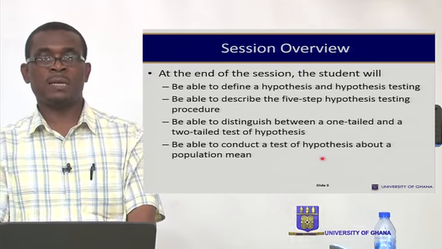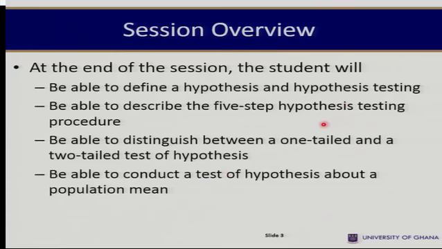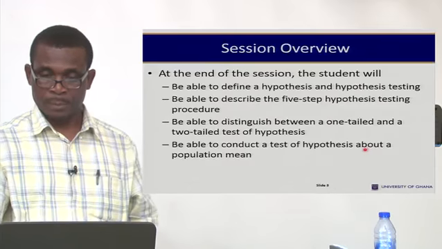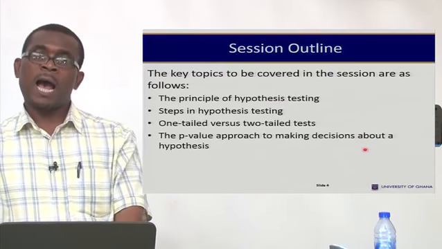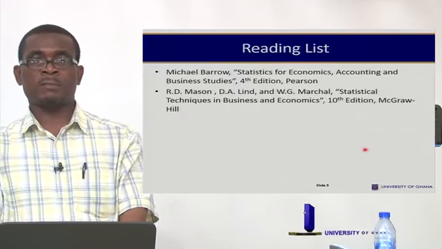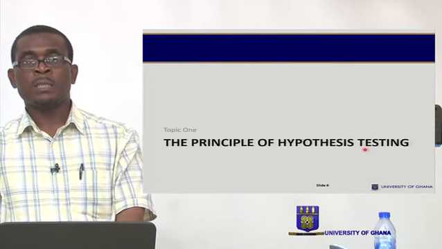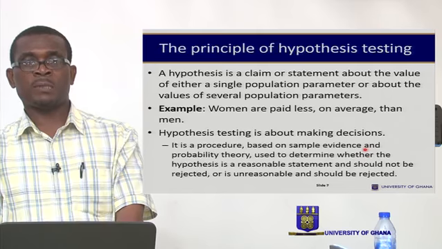By the end of this session, you should be able to define a hypothesis and hypothesis testing. You should be able to describe the 5 steps involved in hypothesis testing. You should be able to distinguish between one-tailed and two-tailed tests of hypothesis, and also be able to conduct a test of hypothesis about the population mean. Okay, so this is how the presentation is structured, and our texts as usual. So let's begin with the principle of hypothesis testing.